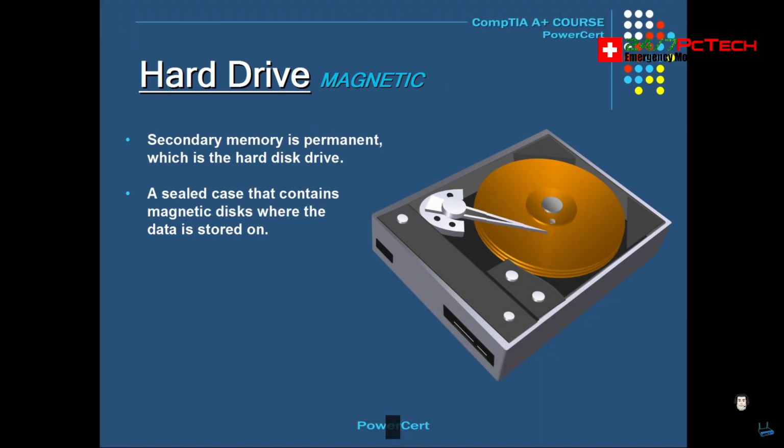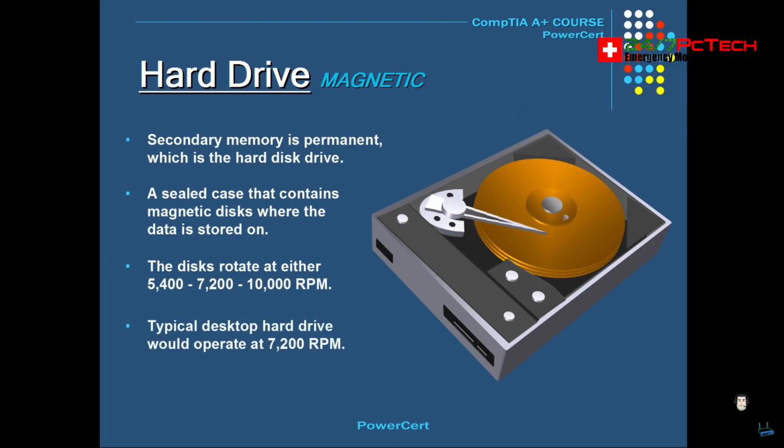The actuator arm will either write data to the disks or read data from the disks, depending upon what the user wants to do. These magnetic disks can rotate at speeds of either 5400, 7200, or 10,000 RPM. The typical hard drive that's used today in desktops would operate at 7200 RPM. Cheaper desktop hard drives would operate typically at the 5400 RPM range, which is also the speed of a typical laptop hard drive. And the higher end hard drives would operate at the 10,000 RPM range. But these higher end hard drives are not commonly used anymore because of the advanced speeds of solid state drives.